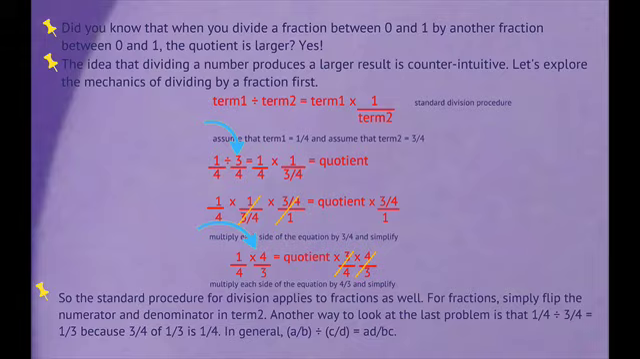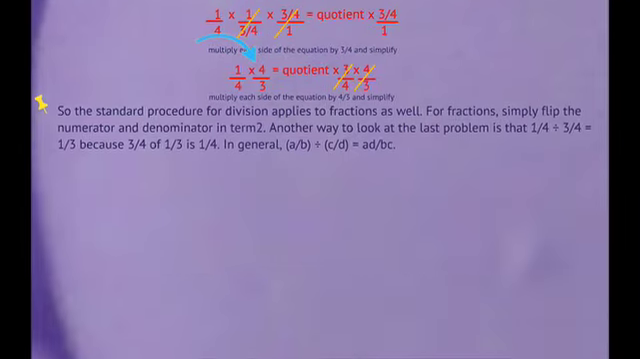So the standard procedure for division applies to fractions as well. For fractions, simply flip the numerator and denominator in term 2. Another way to look at the last problem is that 1/4 divided by 3/4 equals 1/3, because 3/4 of 1/3 equals 1/4. In general, A/B divided by C/D equals AD divided by BC.